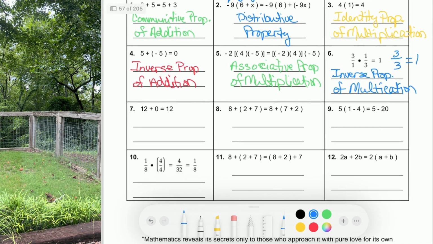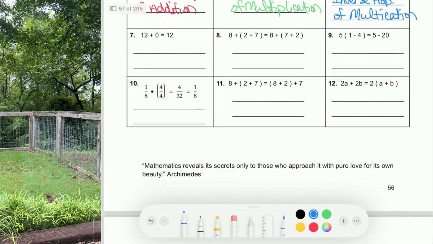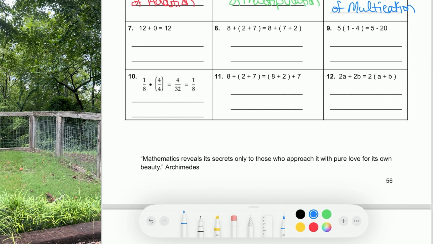And I'm going to scroll up just a little bit here. So now we have 12 plus 0 equals 12. We ended up with the original number 12 on the right-hand side. So it didn't change its value. It didn't change its identity. So that's going to be the identity property of addition.